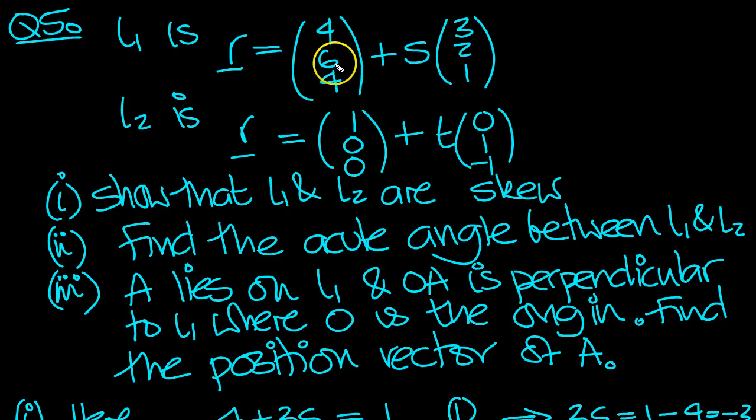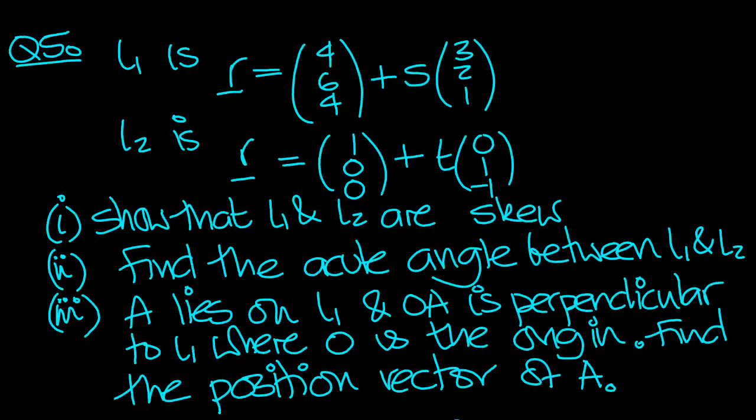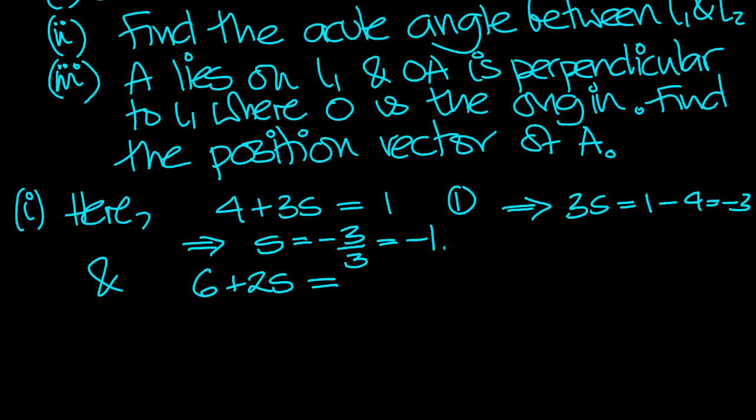That's from the x coordinates. Also we need to have the y coordinates being the same. So 6 plus 2s needs to equal 0 plus 1t, which is just t. Because s is minus 1, we can put it in here, and that tells us that t needs to equal 6 minus 2, which is 4. So there's t, and here's s.